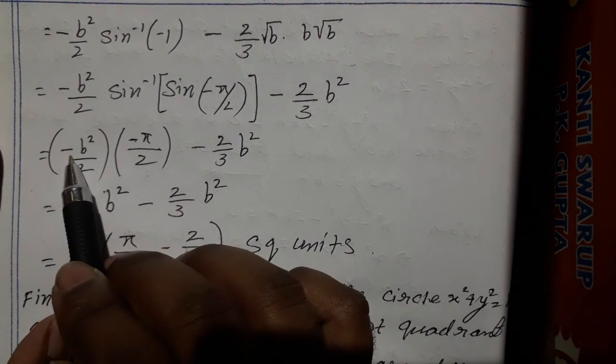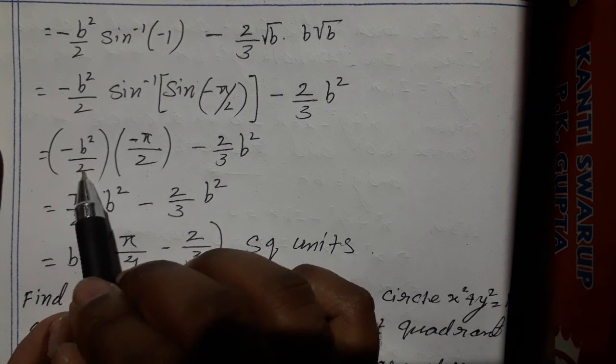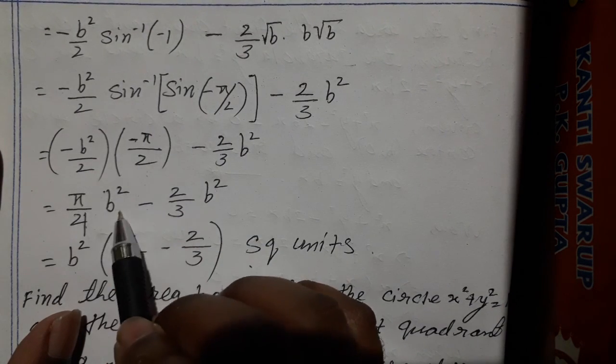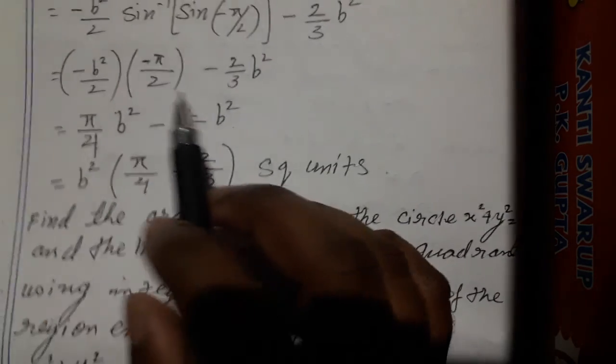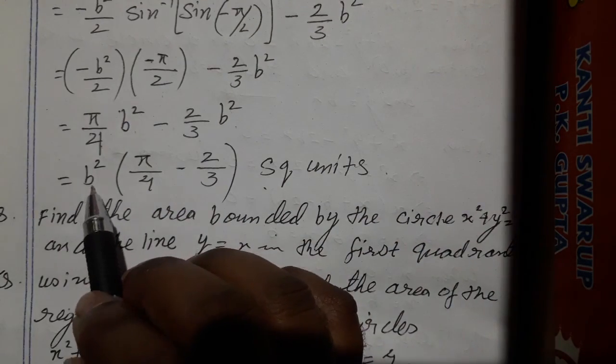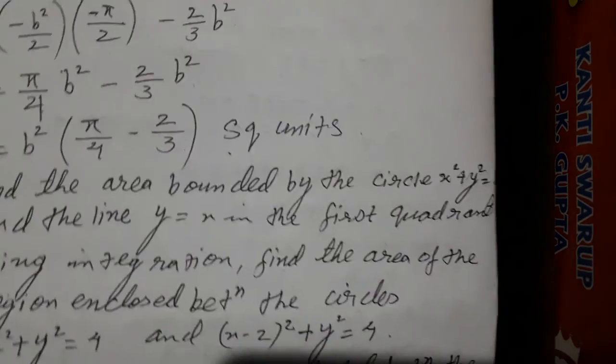Minus into minus gives plus, so we get pi b squared. Pi by 2 into 2 gives 4, so pi by 4 b squared minus 2 by 3 b squared. I can take b squared common, so we get b squared times pi by 4 minus 2 by 3 square units. Thank you.